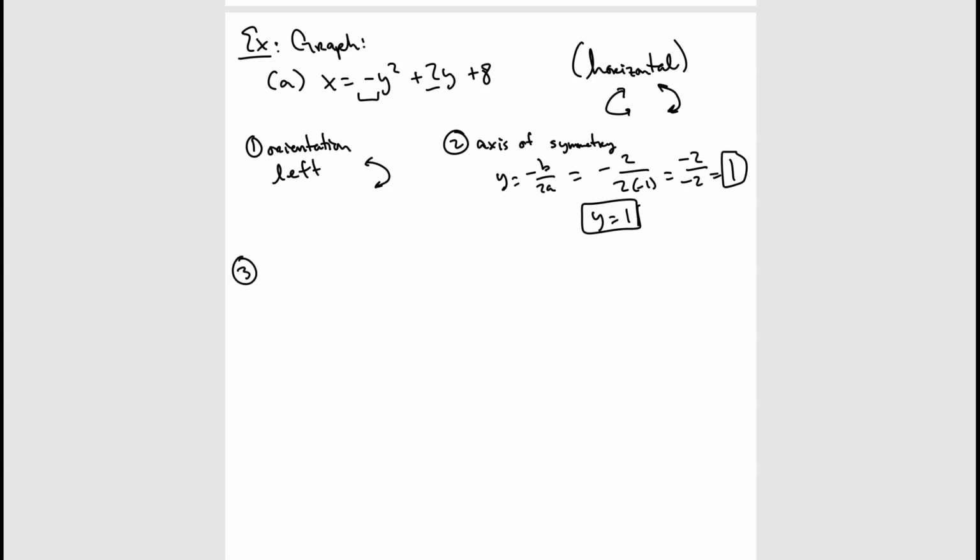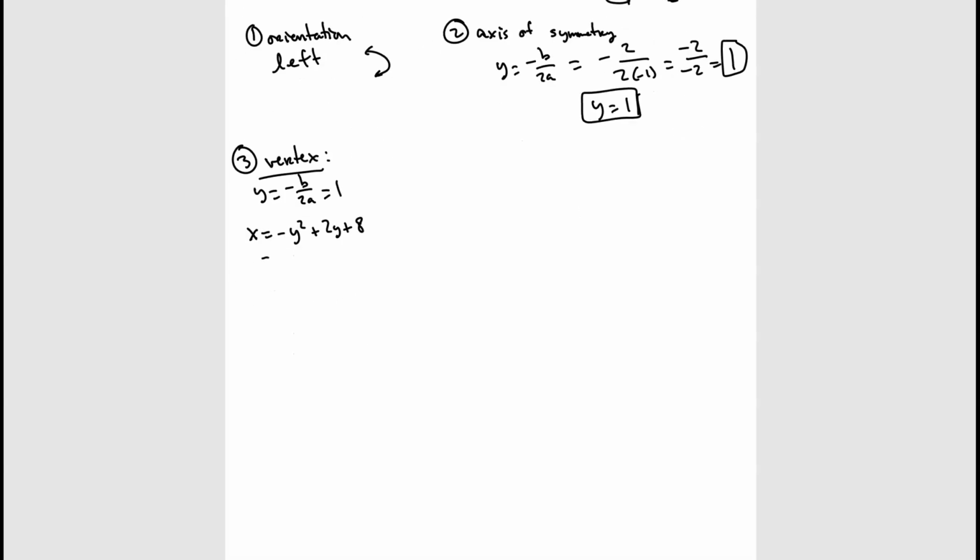The third one is going to be your vertex. Remember the vertex? We just found y equals negative b over 2a, and that was 1. So now all we've got to figure out is x. And x is just plugging everything back into the original. So this is going to give us negative 1 squared plus 2 times 1 plus 8. This is going to give me negative 1 plus 2 plus 8. So negative 1 plus 2 is going to give me just a 1, plus 8 is going to give me a 9. So my vertex is going to be my x value and then my y value, which is going to be (9, 1). This is my x and this is my y. This is going to be my vertex.